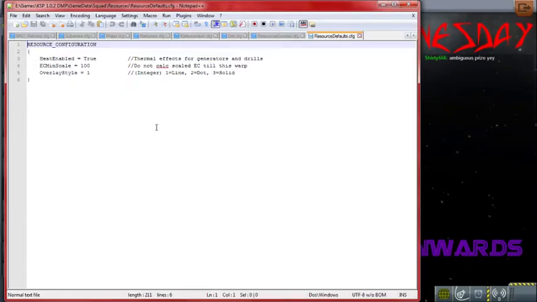Taking a look at the resource defaults config file, we can see there heat enabled true, and the comment says thermal effects for generators and drills. Well, we already know the ones for drills is turned off in their own config file, so heat for generators is still on.